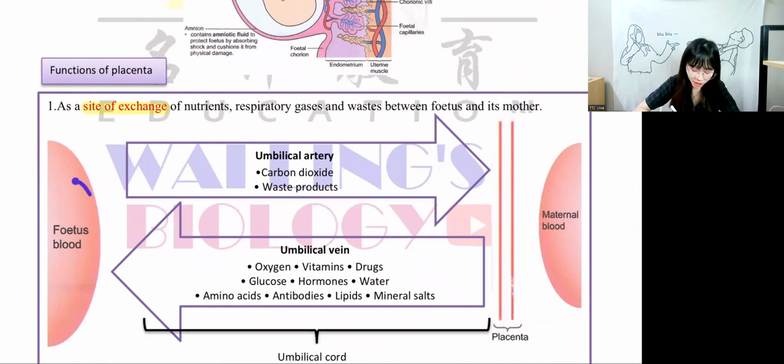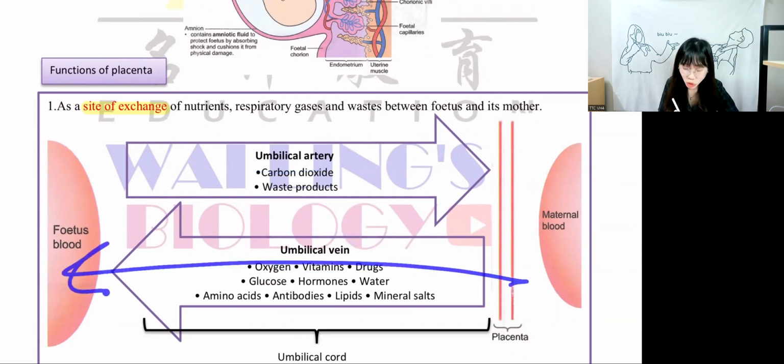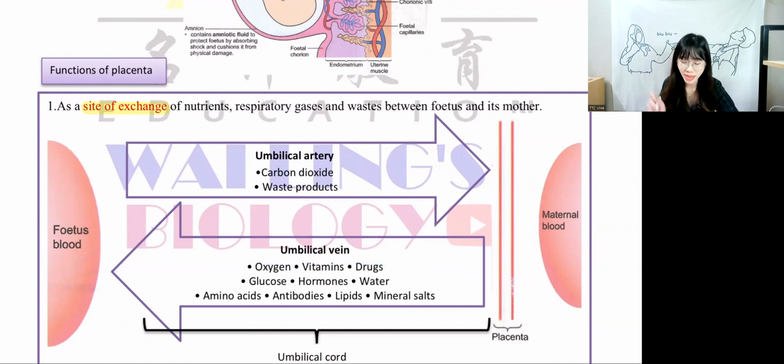Right now, this is the fetus, meaning the baby. This is the maternal blood. Umbilical artery, umbilical vein. Remember, whatever your mom gives you is a good thing, and whatever you give to your mom is a bad thing. What your mom gives you comes through the umbilical vein. It transports oxygen, vitamins, amino acids and glucose. But the umbilical artery carries what you give to your mom: carbon dioxide and waste products, things that you don't want. So this is how it works for the placenta.